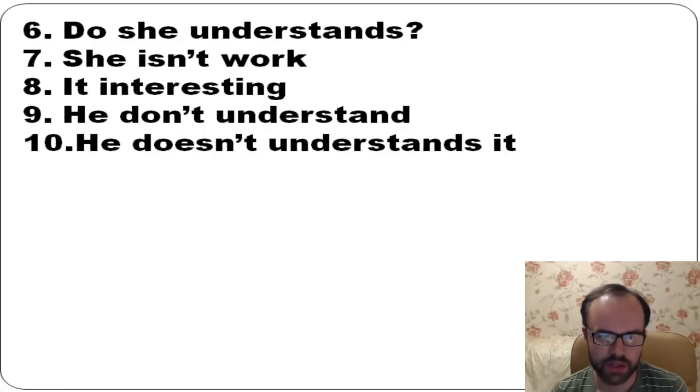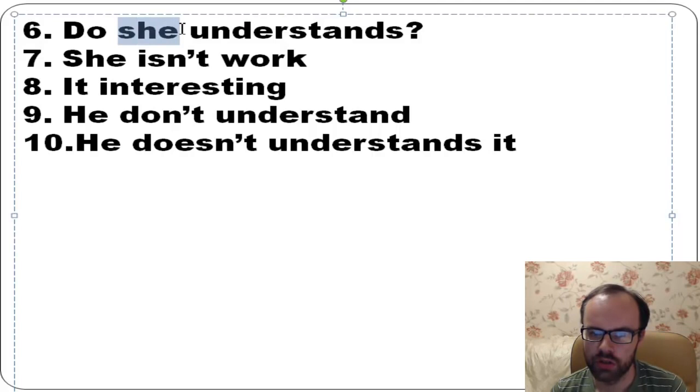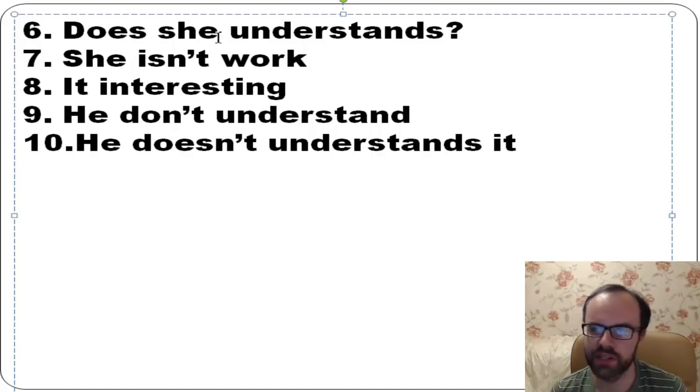Okay, next. The next sentence: Does she understands? Where is the mistake? We have she. You know that if you want to ask a question in present simple, we use do or does. He, she, it, does. So, does she understands: is it correct or not? Not. We don't use s in questions. So, does she understand?